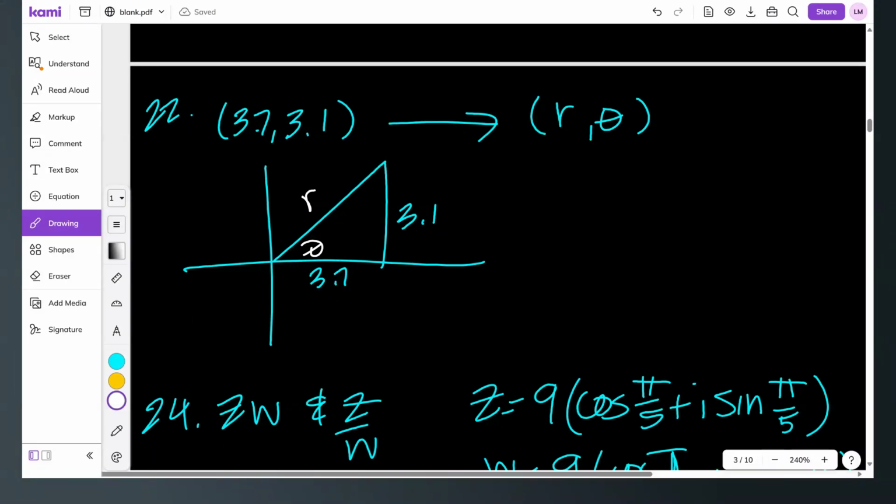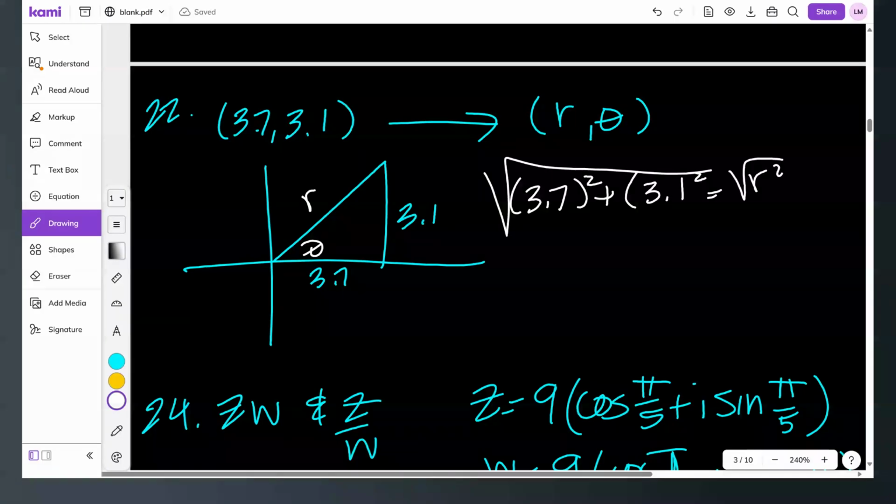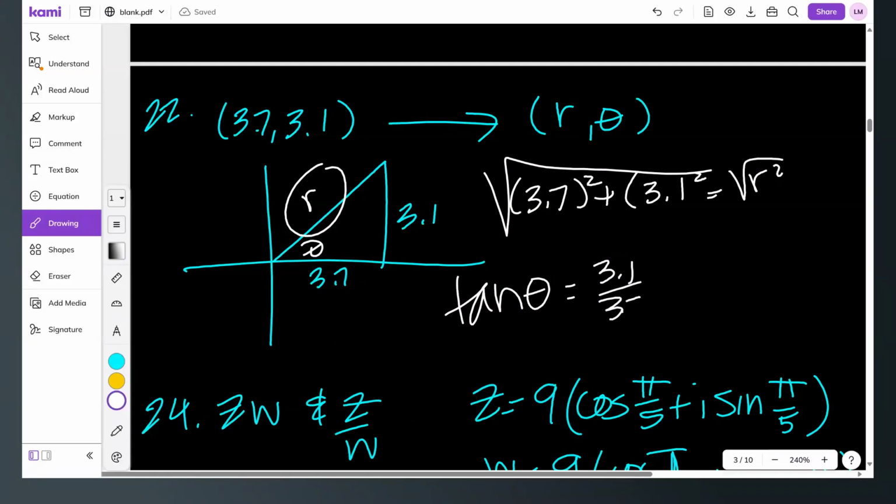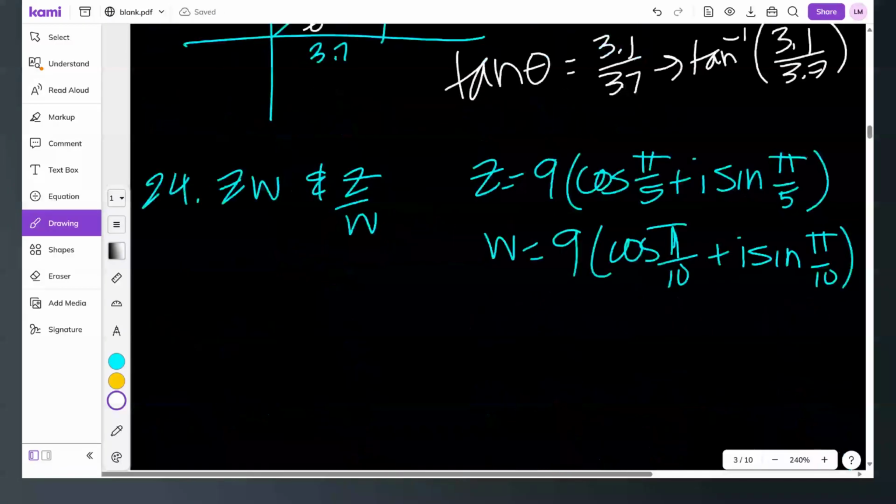But I do the Pythagorean theorem for this. So 3.7 squared plus 3.1 squared equals r squared. I take the square root and I can throw that in my calculator and that will give me r. And then to find theta, I can do tangent theta equals 3.1 over 3.7. So that means tangent inverse of 3.1 over 3.7 will give me that angle for theta.